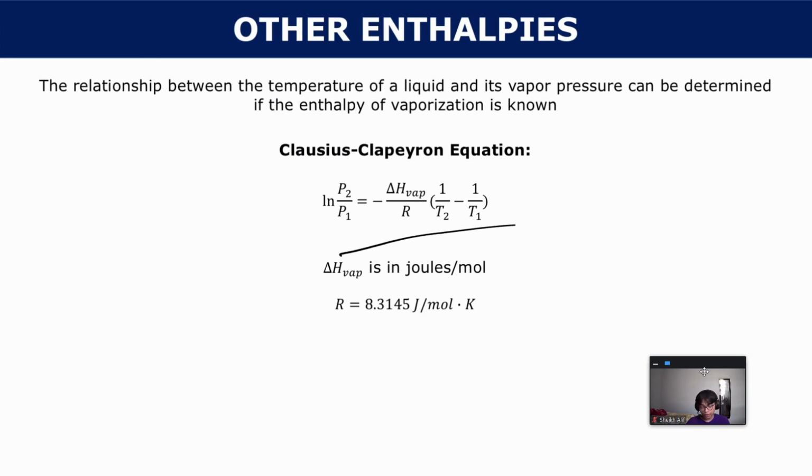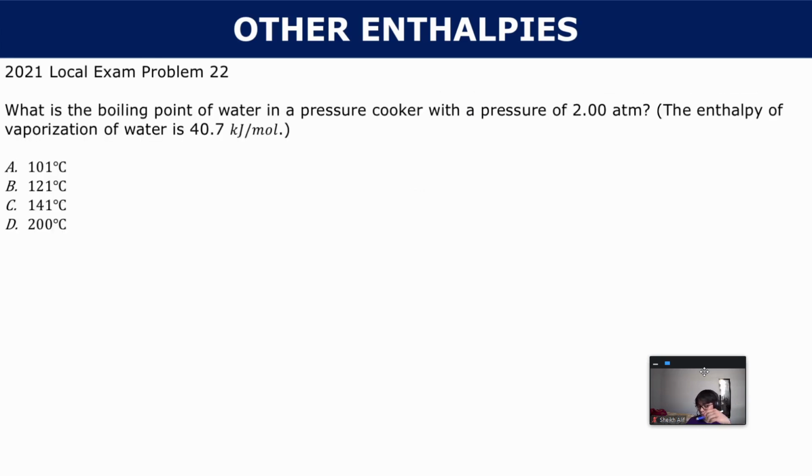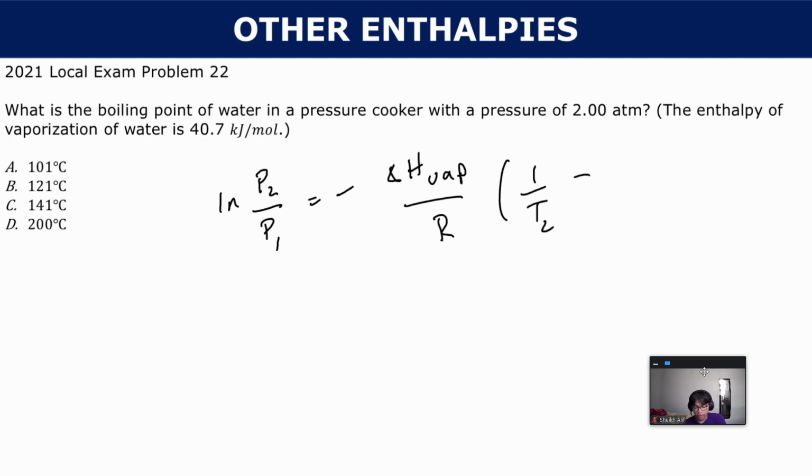So let's do an example concerning it. What is the boiling point of water in a pressure cooker with an atmosphere of 2 atmospheres? The enthalpy of vaporization of water is 40.7 kilojoules per mole. So let's copy down our equation again, because it's pretty easy to forget: change in enthalpy of vaporization over R times 1 over T2 minus 1 over T1.